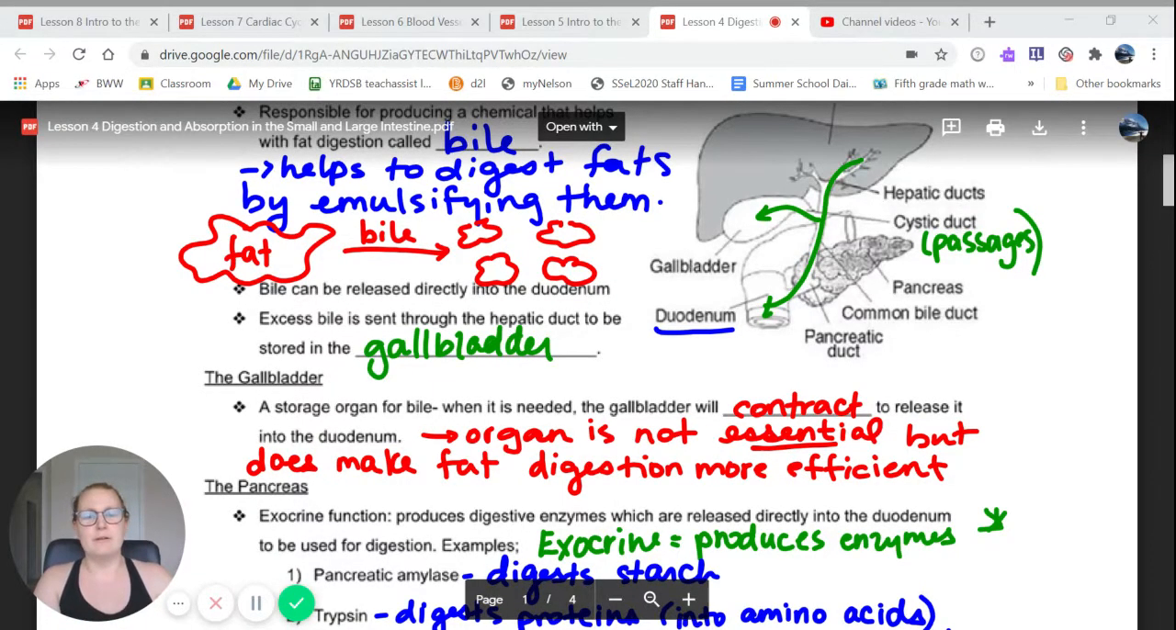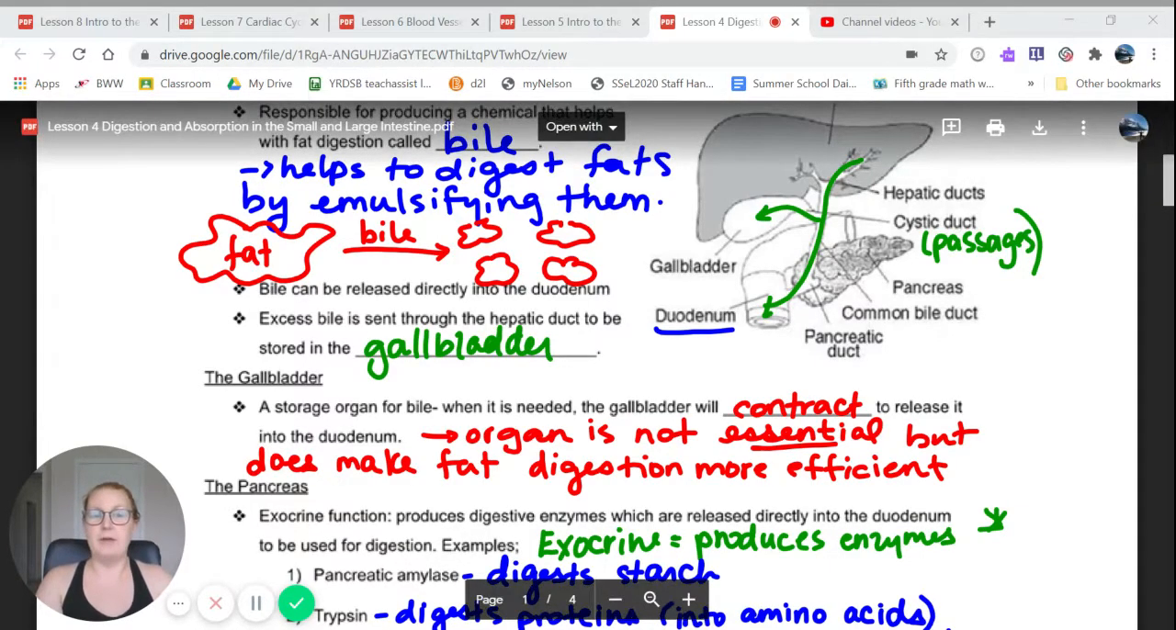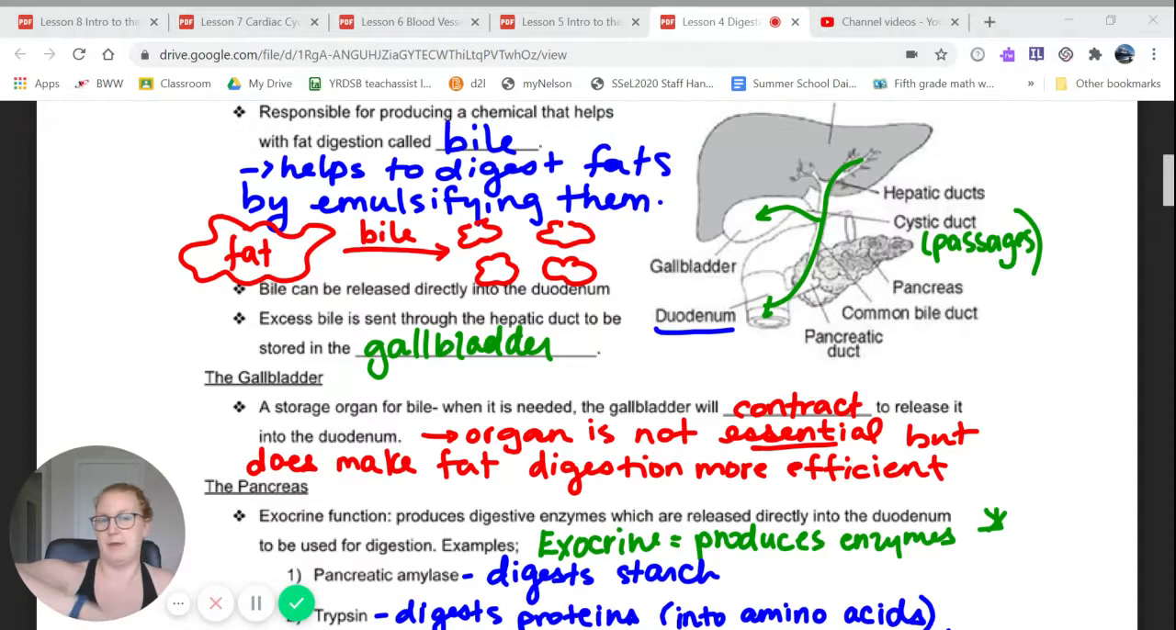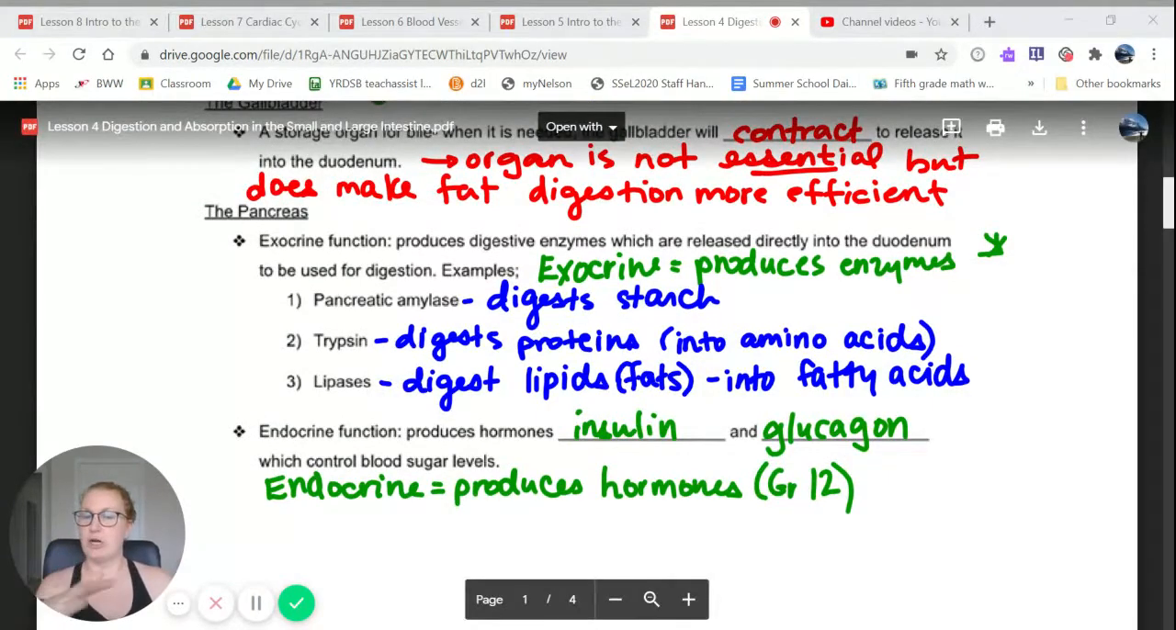So moving on to the pancreas, which I've also indicated on this same diagram, you'll see that nothing is actually going from the pancreas to the liver or anything like that. The pancreas is extremely, extremely important as an exocrine gland and as an endocrine gland. We talk about that next year in grade 12, but I mentioned it here. Its endocrine function is to produce the hormones insulin and glucagon.